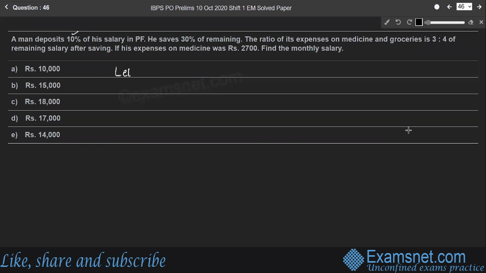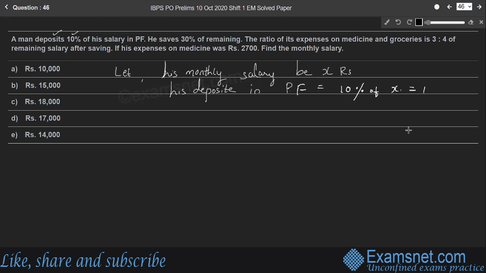So let his monthly salary be X rupees, right? So his deposit in PF is equal to 10% of his salary. That is 10% of X, right? Which is equal to 10 by 100 into X, right?